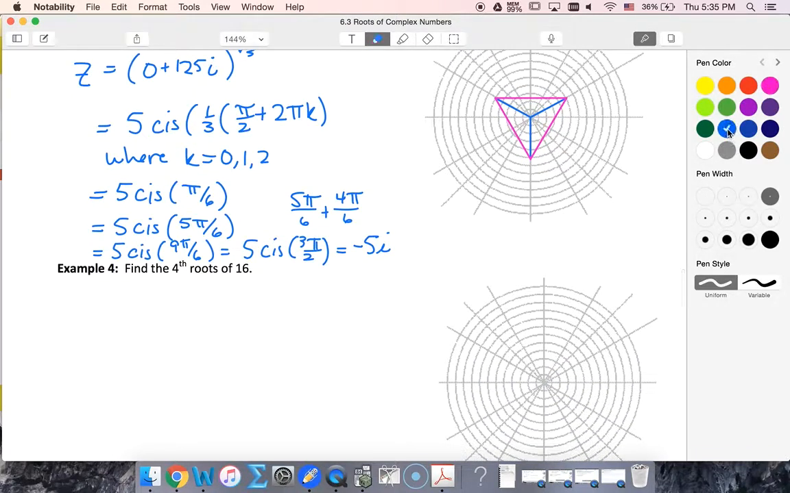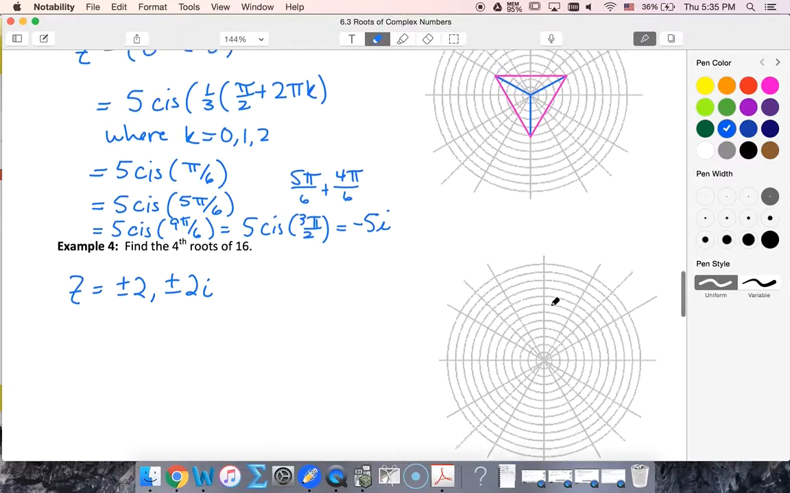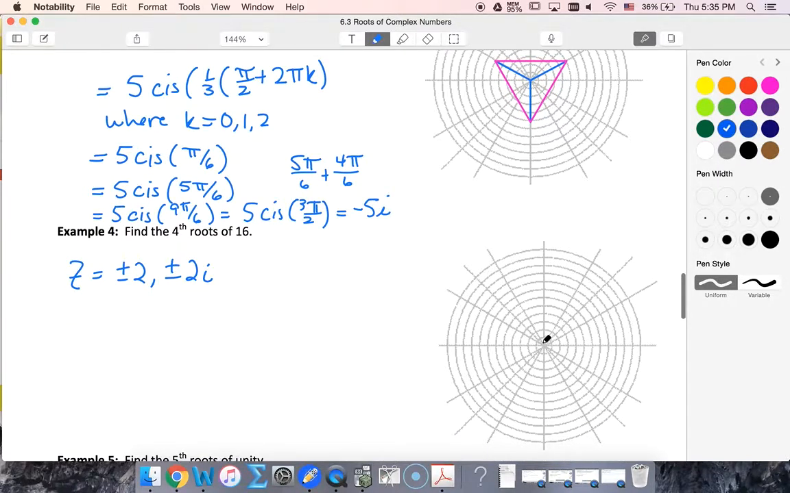Well, we've already found that above. We know that our roots are going to be plus or minus 2, plus or minus 2i. So if I graph those, I'm going to count each line as a half. So we'll call this one 2, negative 2.